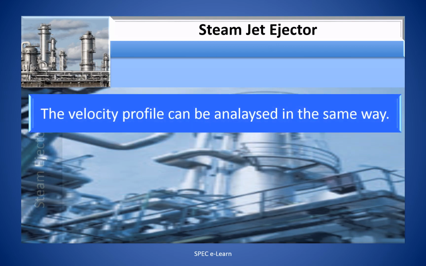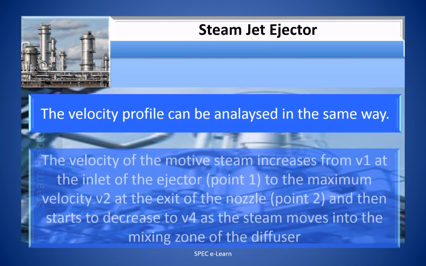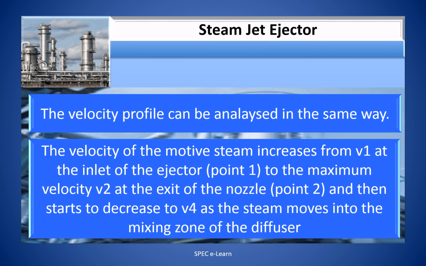The velocity profile can be analyzed in the same way. The velocity of the motive steam increases from V1 at the inlet of the ejector, that is point 1, to the maximum velocity V2 at the exit of the nozzle, that is point 2, and then starts to decrease to V4 as the steam moves into the mixing zone of the diffuser.